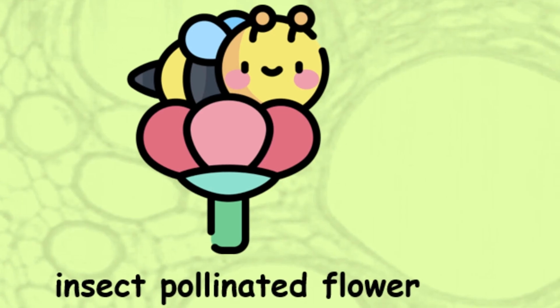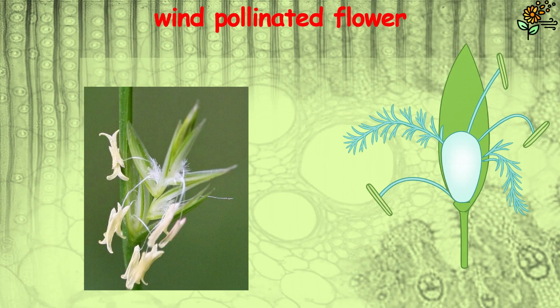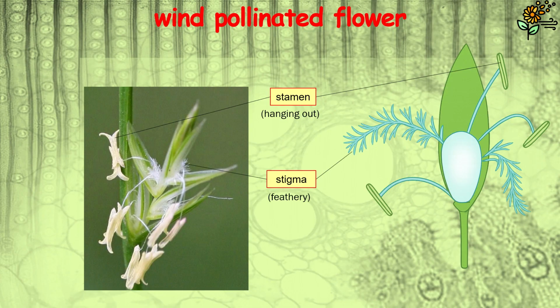For wind-pollinated flowers, the description will just be: wind blows, and by chance, pollen grain blown lands on the stigma of a flower of the same species. However, to increase the chance of this happening, the stamens are hanging out from the flower so that pollen grain can easily be blown away. The stigma is feathery, increasing the surface area for catching the pollen.